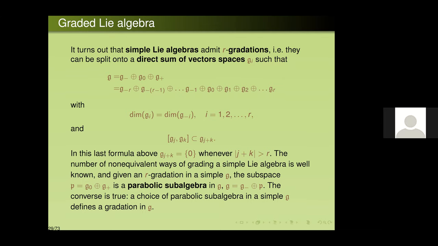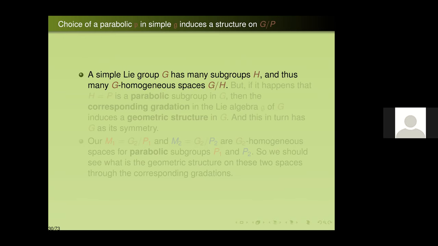Okay. So if you are given a simple Lie group, it has many subgroups. And therefore, there are many G homogeneous spaces, G over H.